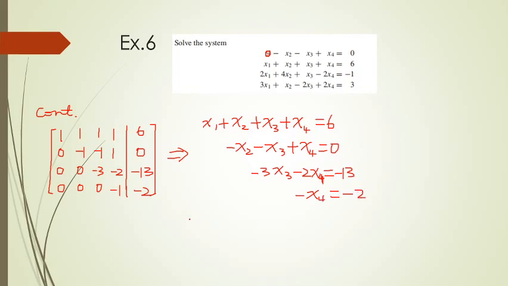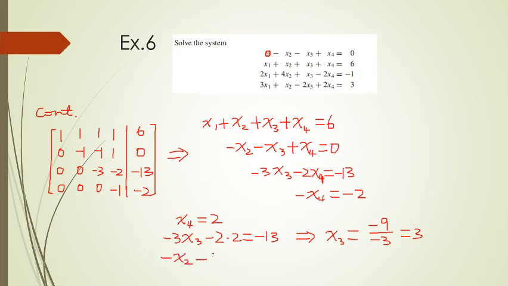Now let's solve it. Back substitution. x4 is 2, right? Then go back. Minus 3x3 minus 2 times 2 equals minus 13. So we solve x3 is minus 9 over minus 3, which is 3, right? Then go back to the second equation, minus x2 minus x3, which is 3, plus 4 plus 2 equals 0.